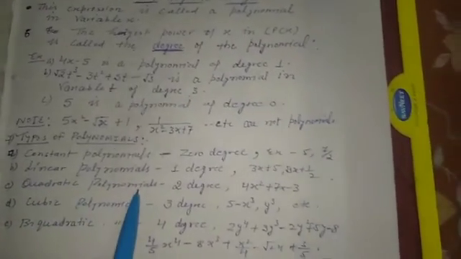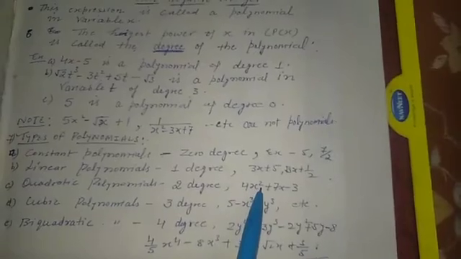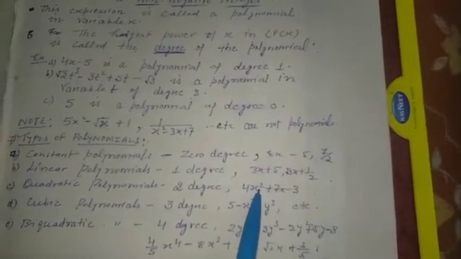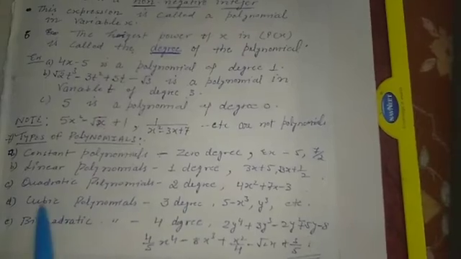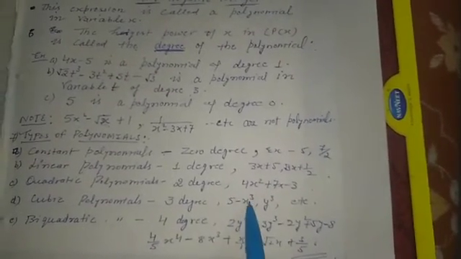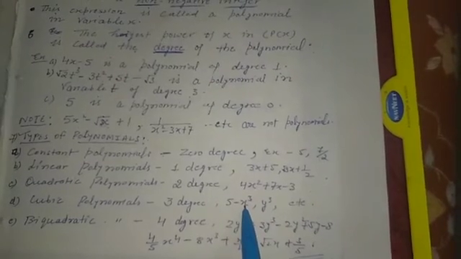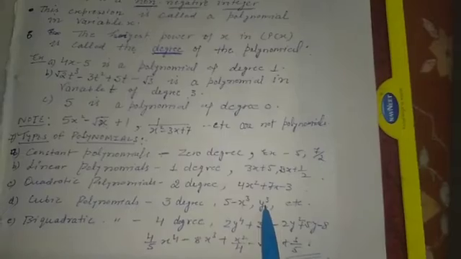Then the quadratic polynomials, degree 2, 4x square plus 7x minus 3, the highest power is 2. So this is the quadratic polynomial. This is the cubic polynomial, degree 3, the expressions which have degree 3, just like 5 minus x cube, the highest power is 3. So this is of degree 3. y cube, highest power is 3. So this is a cubic polynomial.